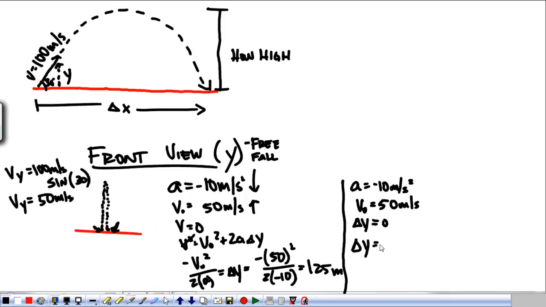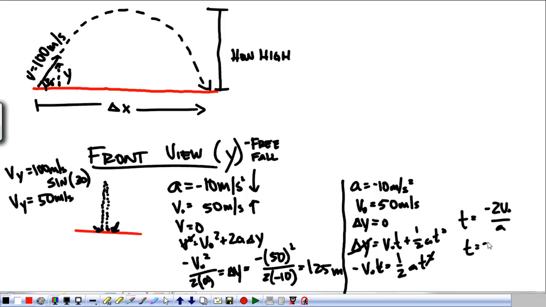We're going to find our time by looking at the third equation, v0t plus half at squared. That goes away. So I have negative v0t equals 1/2 at squared. One of those t's goes away. So if we solve for it, time is equal to negative 2v0 over a. So our time is negative 2 times 50 divided by negative 10. Our time comes out to be 10 seconds. So it's going to take us 10 seconds to go all the way up and come right back down, or really, to do this whole thing, it's going to take 10 seconds.